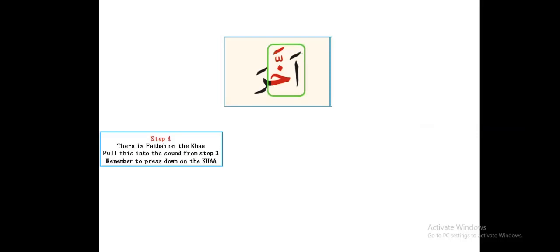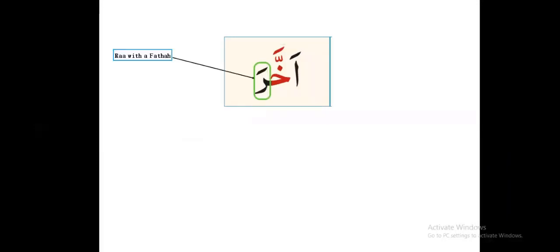Now, let's look at the fatha on top of the kha. When you pull this into the sound that you made from step 3, you would sound it as akha. So I'm stressing on the kha and then producing the sound of the fatha. Akha. I'm pressing down on the kha.